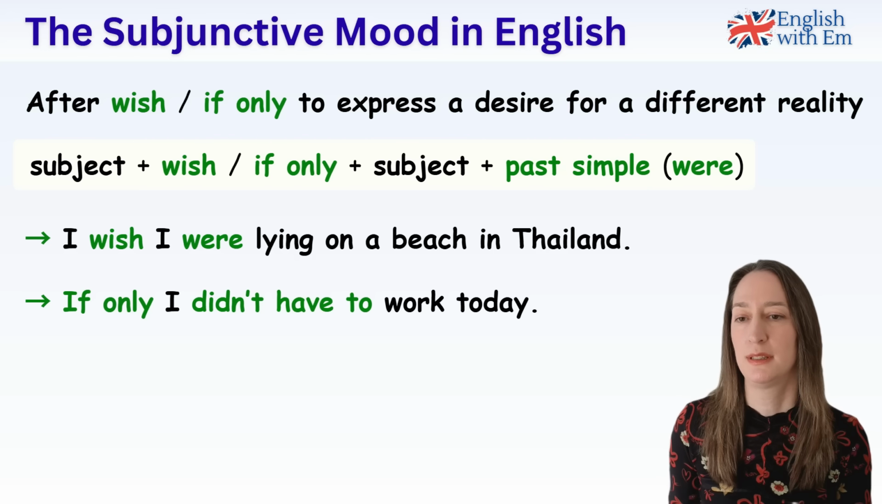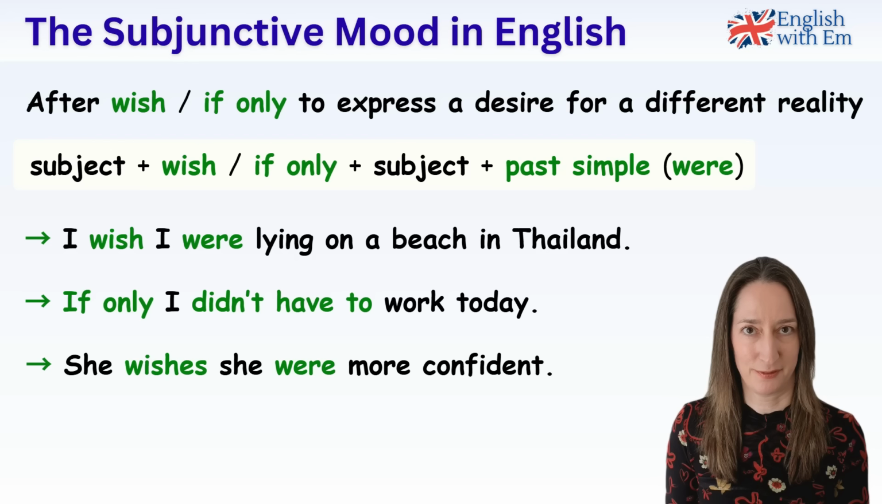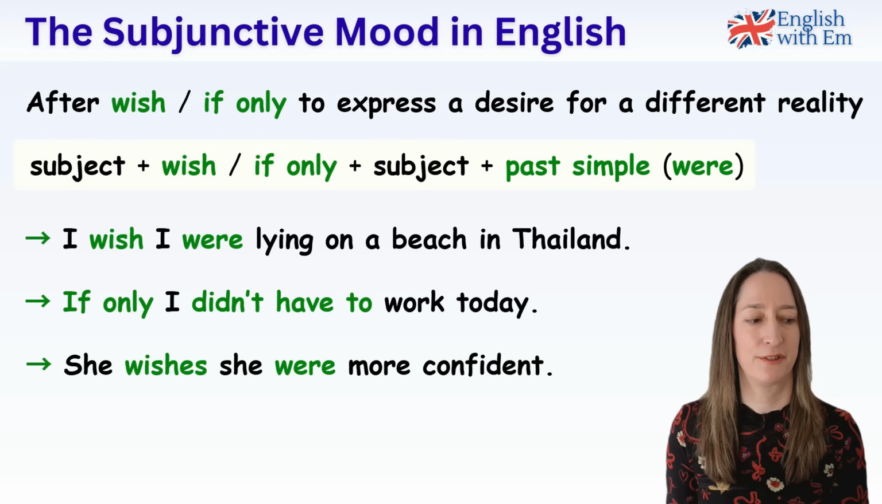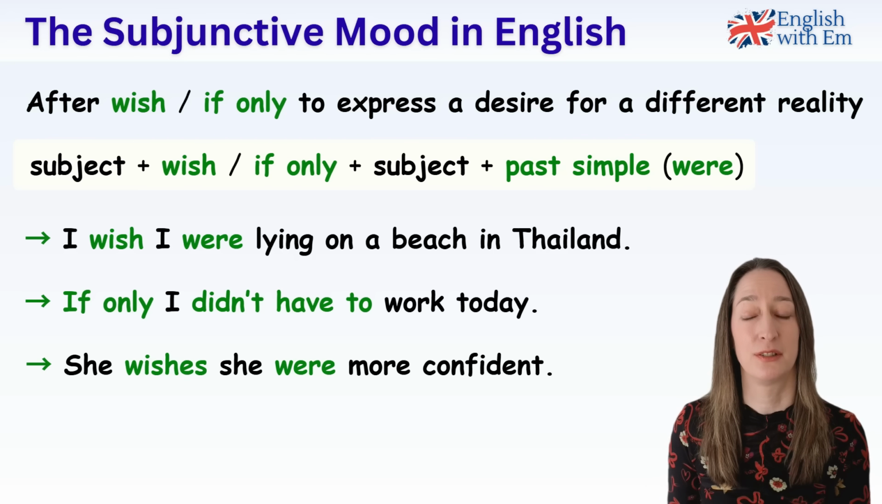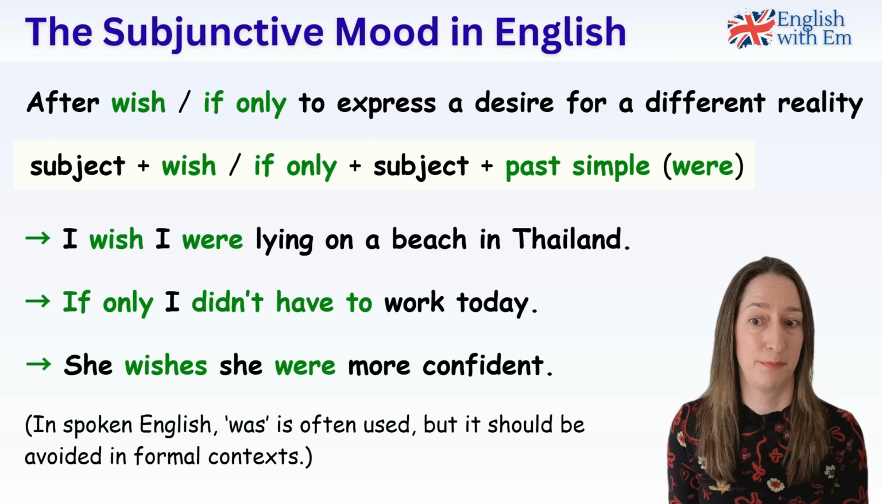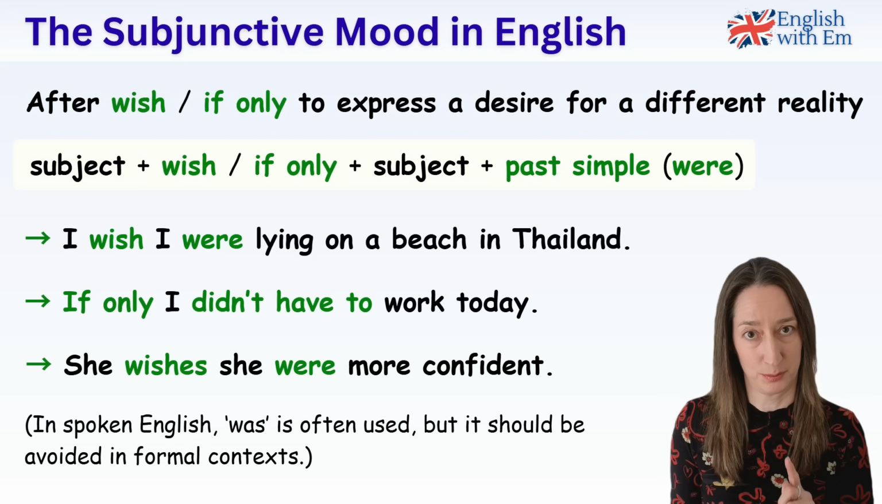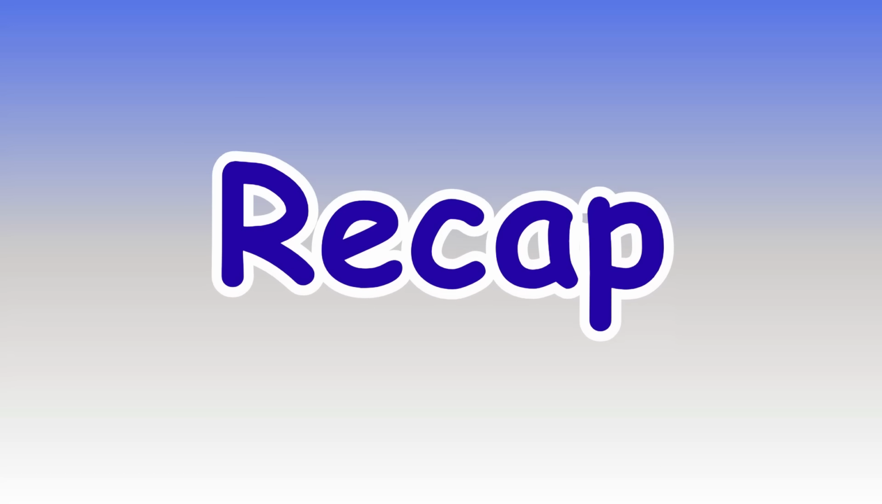Final example. She wishes she were more confident. So she is not more confident. She is wishing for a different reality, a parallel world. And just like with the second conditional, in spoken English, was is often used, but it should be avoided in formal contexts. Let's just have a quick recap.